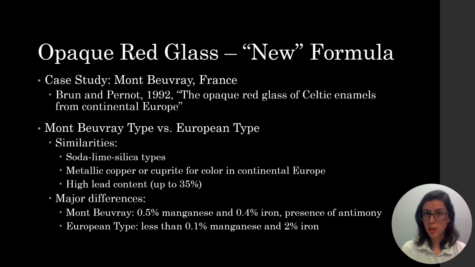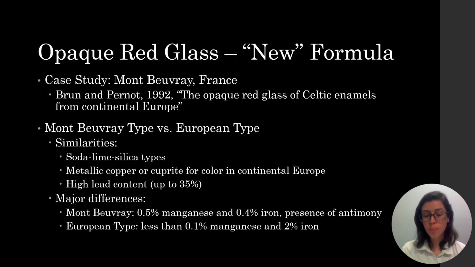Both are soda-lime silica glasses, are colored by metallic copper or cuprite, and have a high lead content of up to 35% lead. There are also major differences between the 2. While the Montbouffray type has 0.5% manganese, the European type is composed of less than 0.1% manganese. There is 0.4% iron in the Montbouffray type, while the European type shows a higher percentage of iron at 2%. Also, the Montbouffray type is unique as its composition includes antimony, while the European type does not.